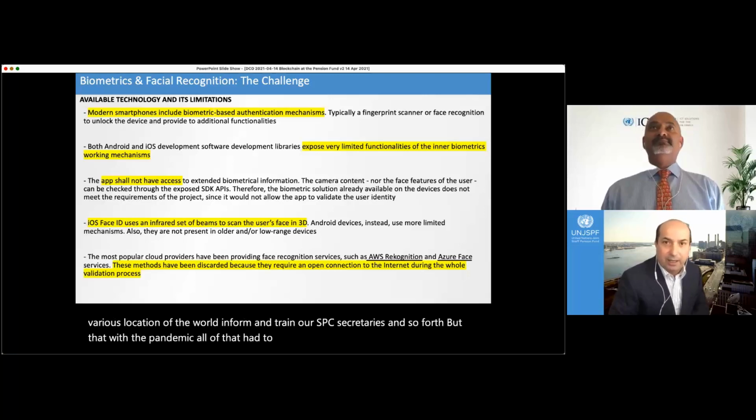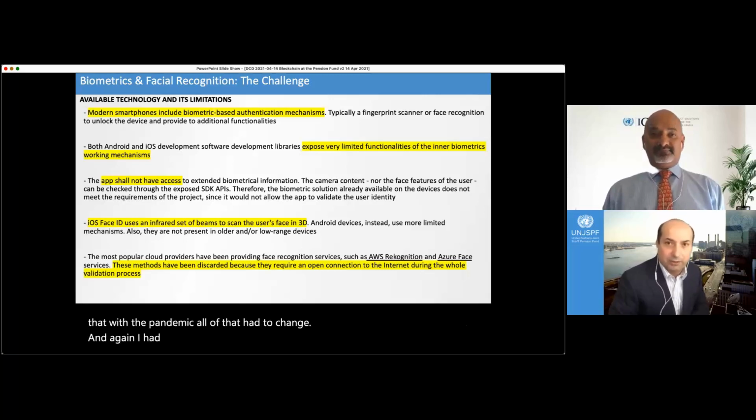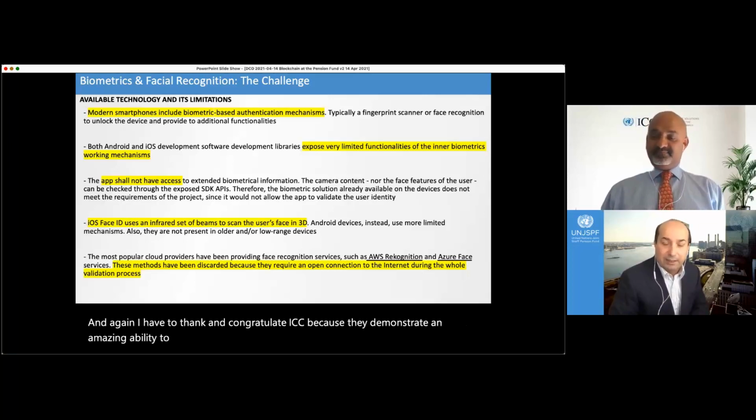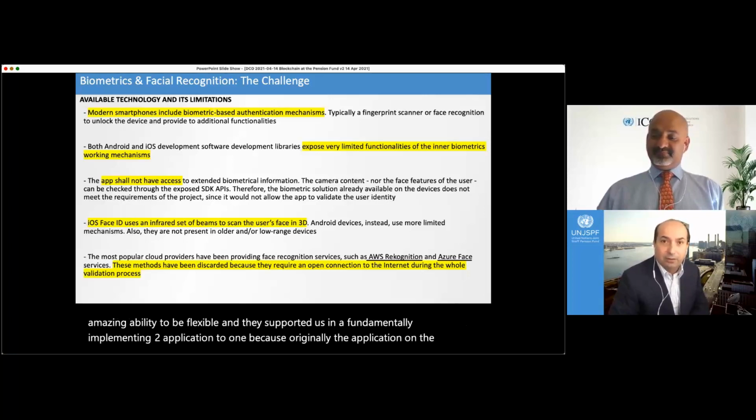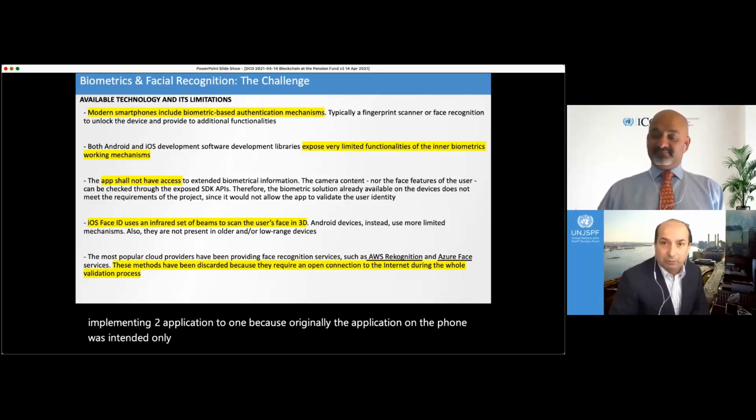And again, I have to thank and congratulate ICC because they demonstrated an amazing ability to be flexible, and they supported us in fundamentally implementing two applications as one, because originally the application on the phone was intended only to allow and support the biometric recognition and the issuance of the digital certificate of entitlement, of course.